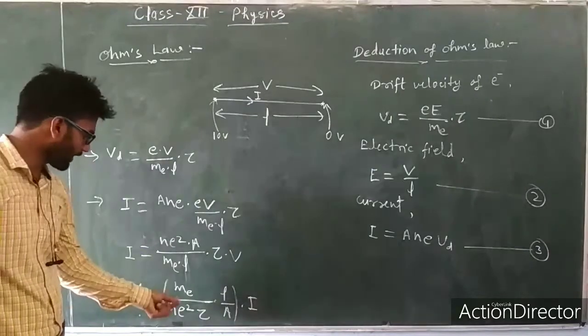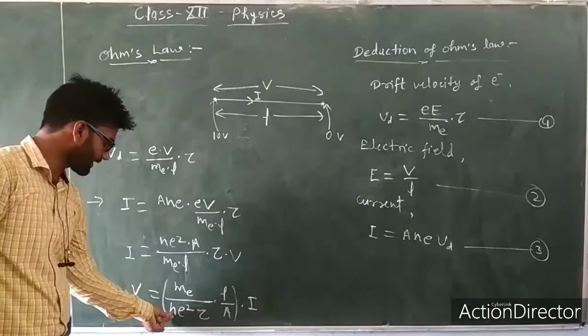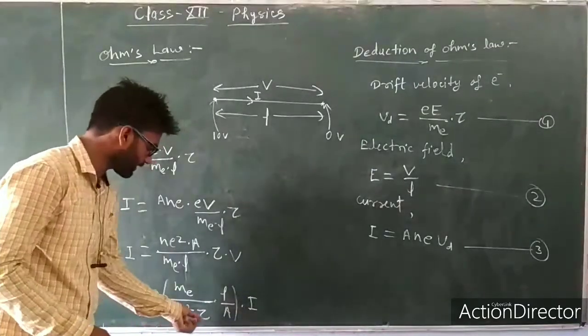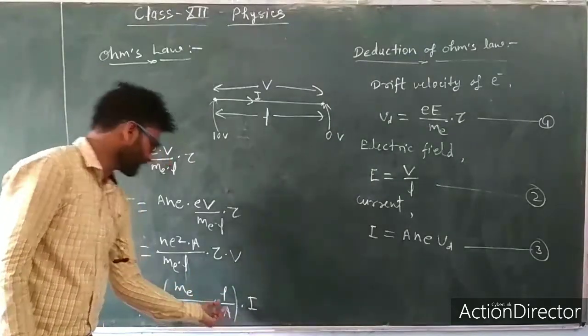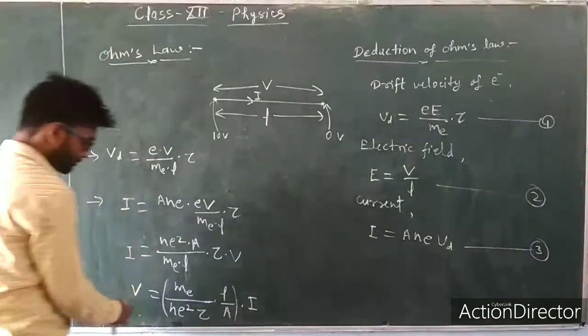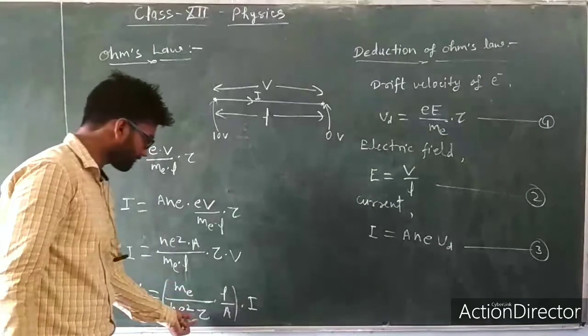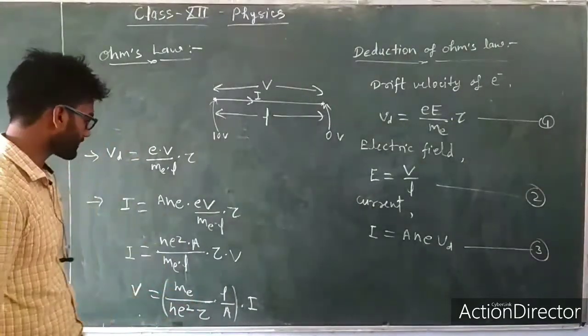So V equals m_e divided by n e² τ, times L by A, where m_e is the mass of electron, n is the number of electrons, e is the electronic charge, τ is the relaxation time, L is the length of conductor, and A is the area of cross section of the conductor, right? Since each and every term used here will be constant for a particular conductor.